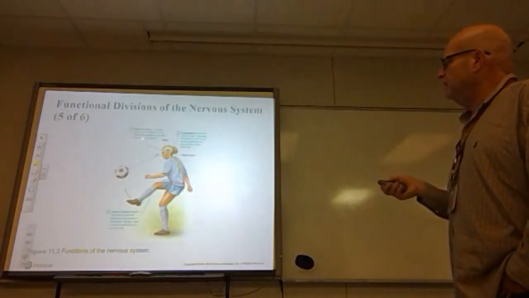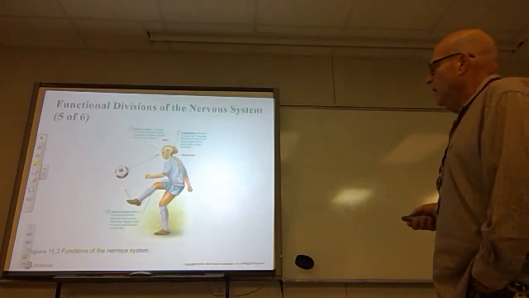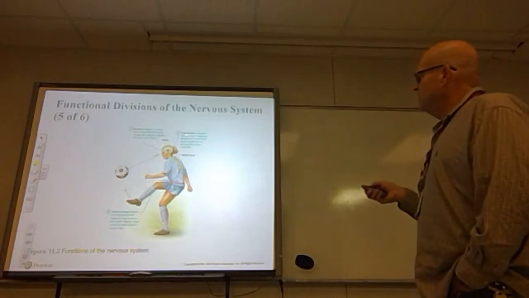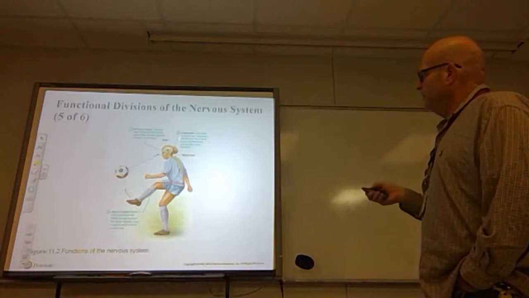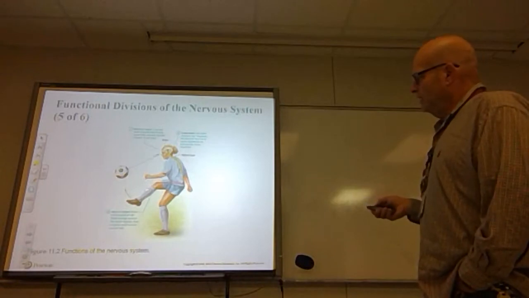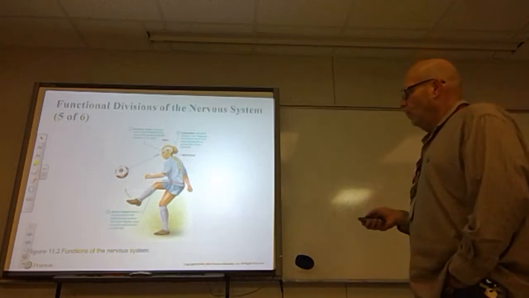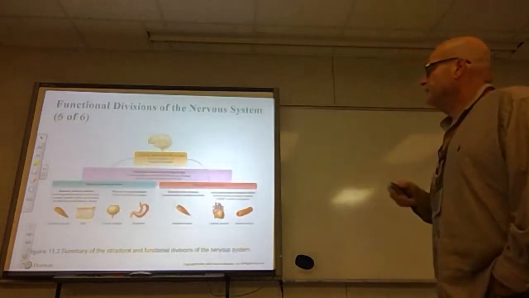Functions, here we go. We've got our sensory input. This young lady sees the soccer ball coming toward her, and the brain is going to decide, what am I going to do with it? The integration: the brain says, okay, we're going to kick the ball. So we send the integration through the spinal cord. Then the motor output says, let's kick the ball, and she kicks the ball back toward her goal, or away from her goal if she's a defenseman or whatever.